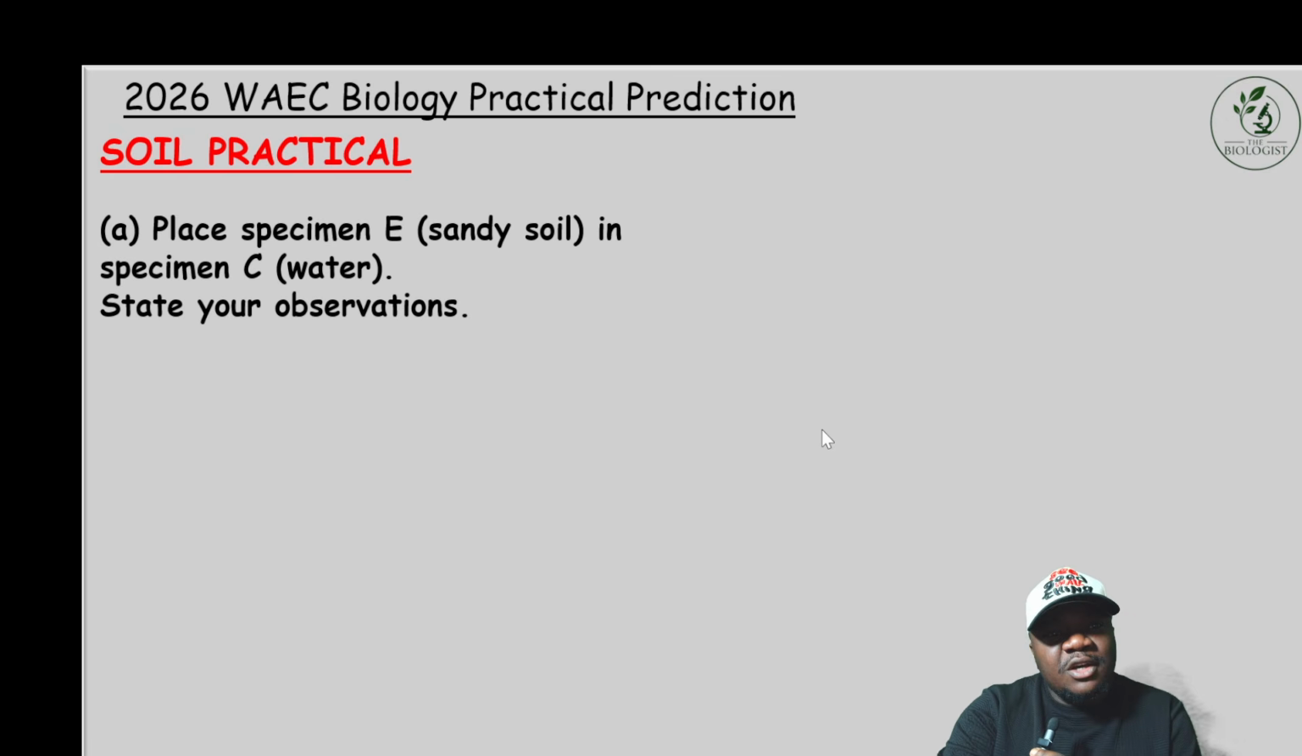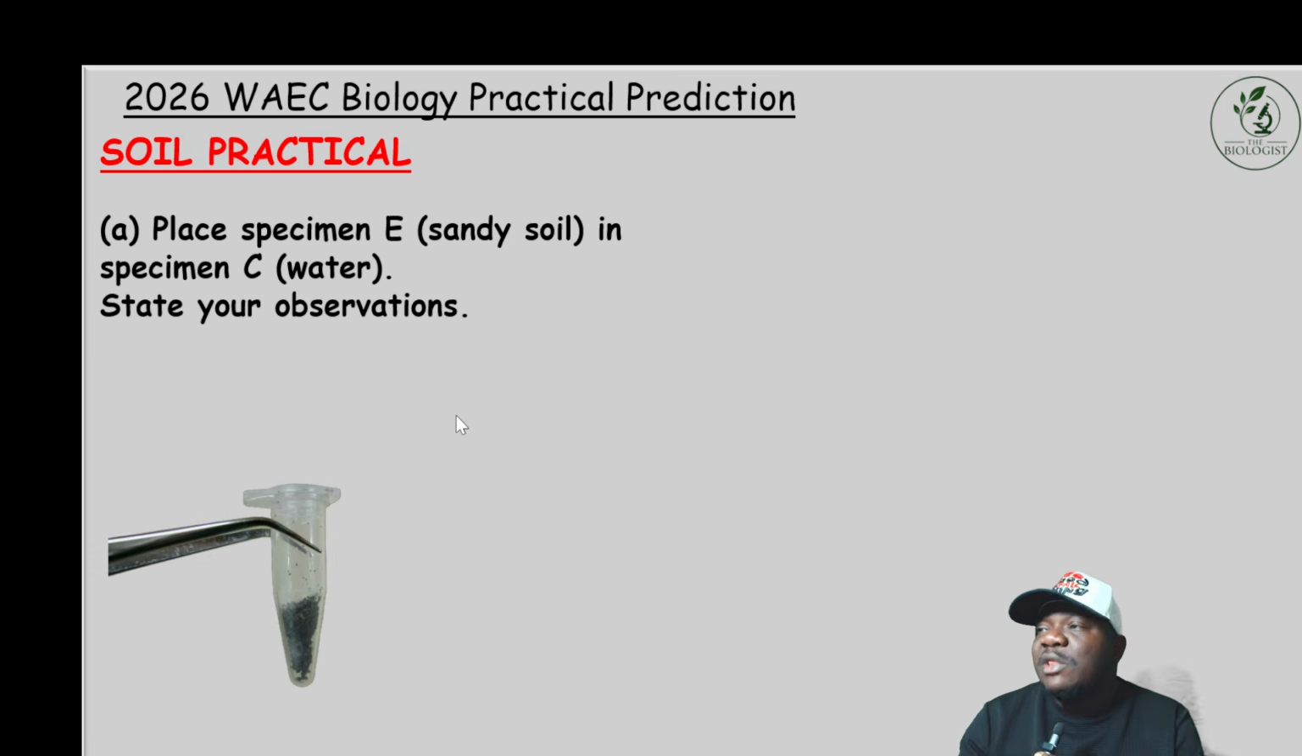So for soil particles, for you to identify sandy soil, it's very important, because they're going to ask you a major question on this. So place sandy soil in specimen C, which is water. They can tell you to put water into the sandy soil and state your observation. Sandy soil has lots of air spaces, and during rainy season, if you're observant, you start seeing bubbles coming out of the soil. Why? Because sandy soil has a lot of air and is well aerated, so you start getting bubbles coming out like this from it. All right. So this is just one evidence that, okay, this soil is quite sandy.